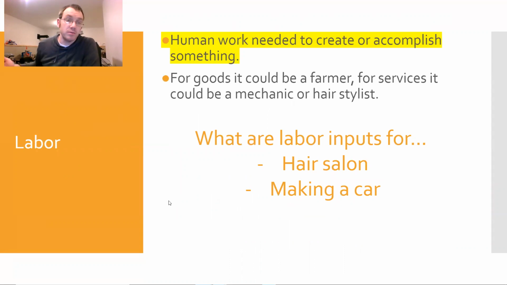Now, labor is simple. Labor is people, human work needed to accomplish something. And remember, we're talking about both goods and services here. So for goods, it could be the farmer producing the corn. For services, it could be a mechanic or a hairstylist that's providing a service for you. So think about labor inputs. What do you need for a hair salon? Well, you have the hairstylist. Maybe you have a receptionist. You may have a custodian. Anybody that's helping to make that happen.